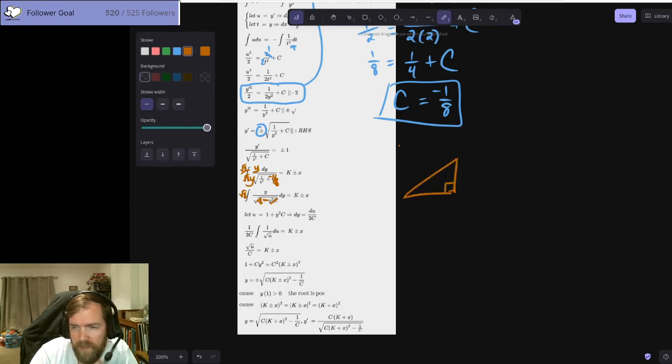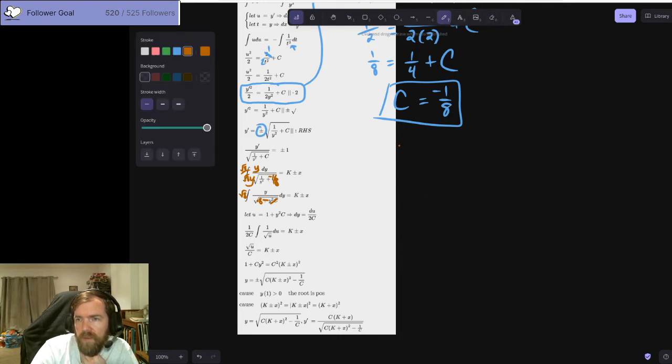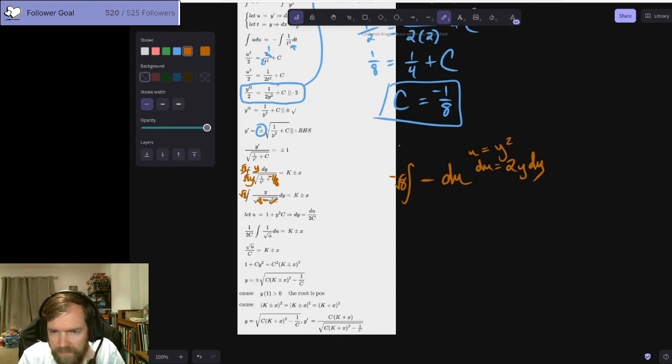Trig? No, we don't need it because we've got a y up top. Never mind. U sub. Right. We'd have a negative root 8 du, where u is equal to y squared. So du would be equal to 2y dy. We need then a 2 here and here.